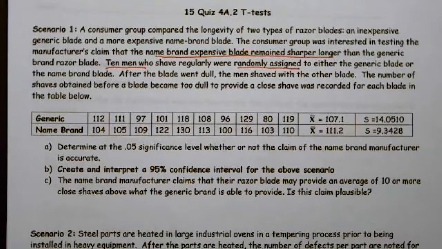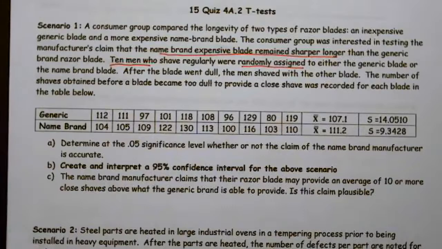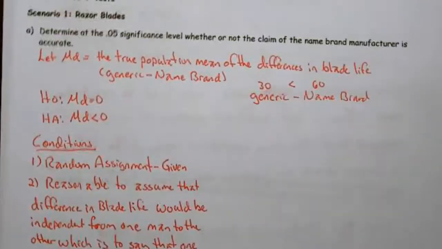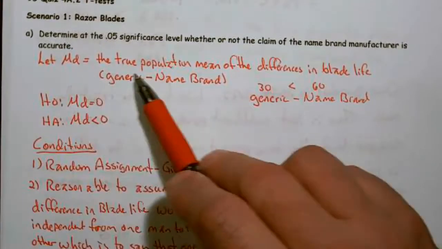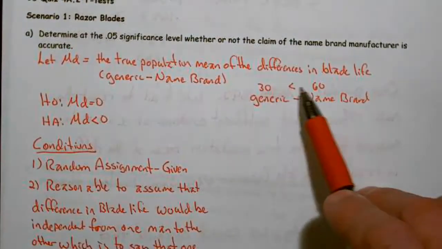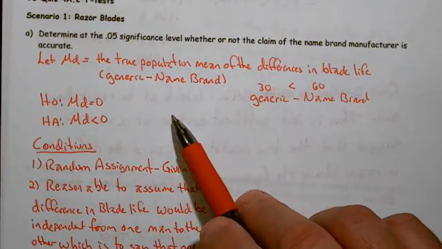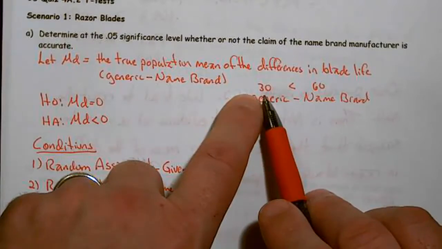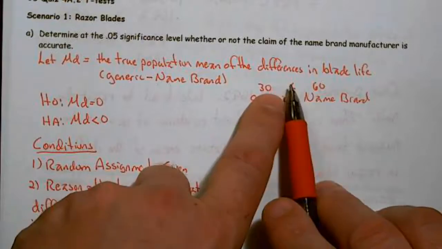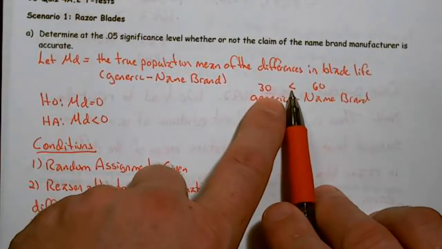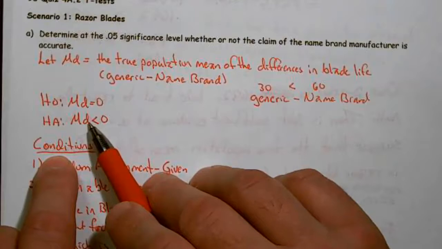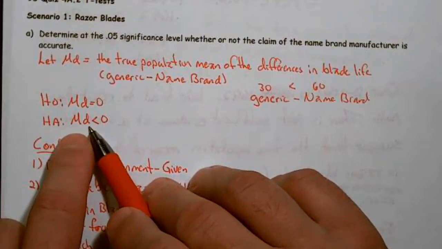Because we're controlling for the differences between individuals, between the individual beards and the individual shaving habits. So determine at the 5% significance level whether or not the claim of the brand manufacturer is accurate. Well, we need to start off with our definition. Let mu d equal the true population mean of the differences in blade life, generic minus name brand. Well, we're expecting the generic brand to last not as long as the name brand, so this gives me my inequality for my null hypothesis. So mu d equals 0 versus the alternative mu d is less than 0.